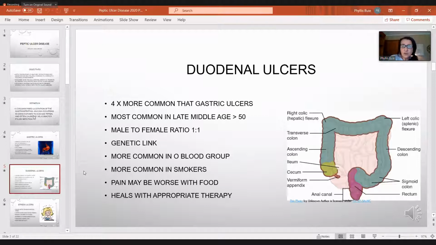And then too, this ulcer as well heals with appropriate therapy, as long as the patient is compliant and uses the protocol that they've been given. But a lot of times these patients start feeling better, so they stop taking their medicine, and then they end up right back where they started.